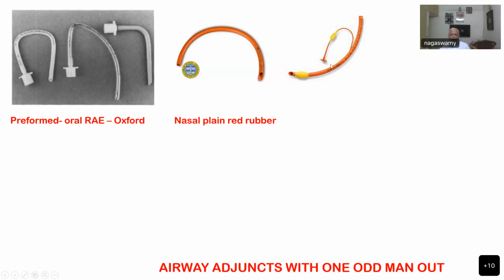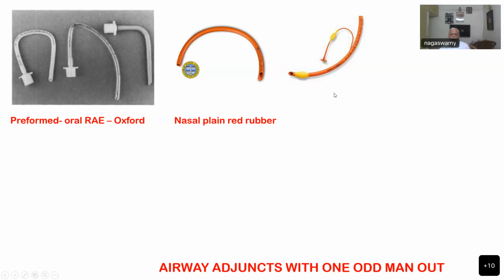So this is a red rubber tube. You can see the curvature difference. This is more obtuse and this is more acute. That is how the examiners in those days used to ask us, how do you differentiate between a nasal tube and an oral tube? In the nasal tube, the radius of curvature is more; in the oral tube it is less. This is more acute, this is more obtuse. So that is the major difference.